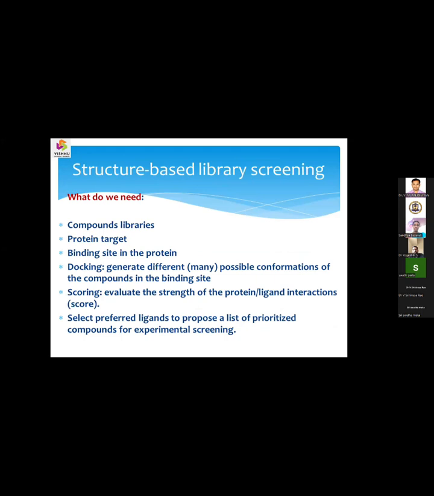In structure-based library screening, what do we need? We mainly need compound libraries, protein targets, and a binding site in the protein. Docking generates different possible conformations of the compounds in the binding site. Scoring evaluates the strength of the protein-ligand interactions, which gives the docking score. Then we select preferred ligands to propose a list of prioritized compounds for experimental screening.